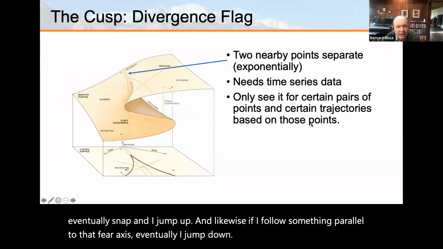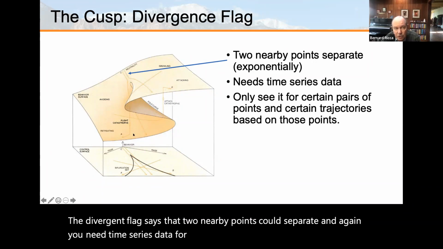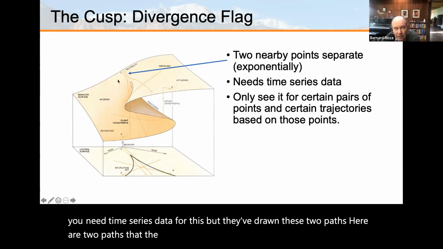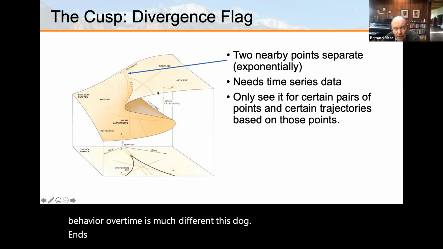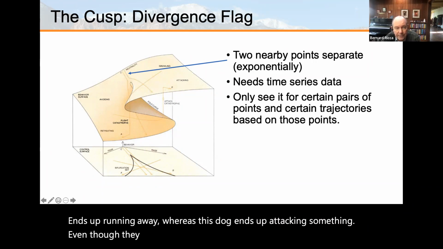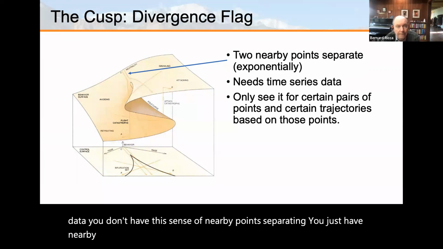The divergence flag says that two nearby points could separate. And again, you need time series data for this. But they've drawn these two paths here. Here are two paths where the control parameters are very close together, but their behavior over time is much different. This dog ends up running away, whereas this dog ends up attacking something, even though they started very close together. If you don't have time series data, you don't have this sense of nearby points separating. You just have nearby points or not nearby points.